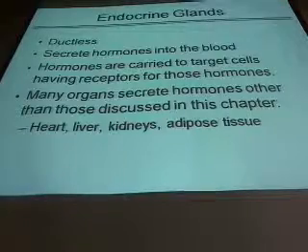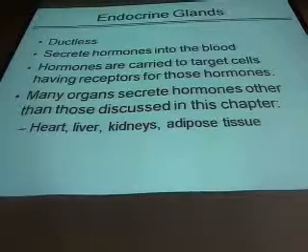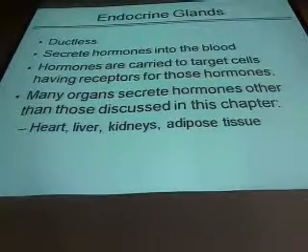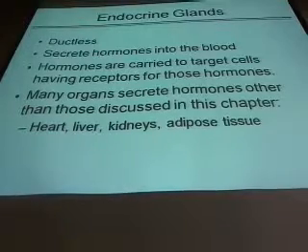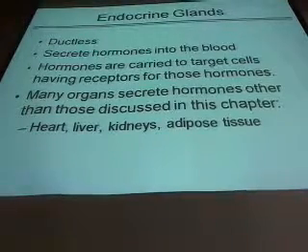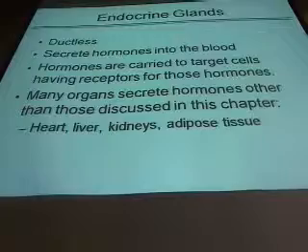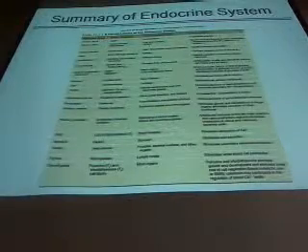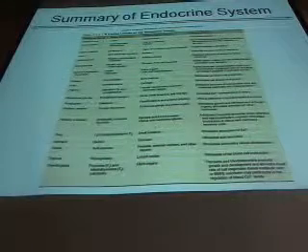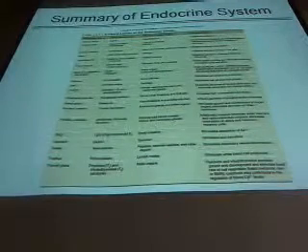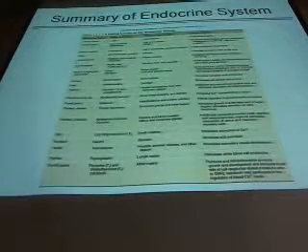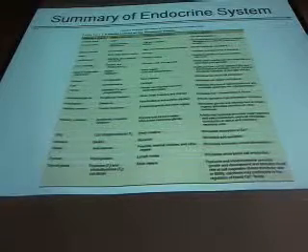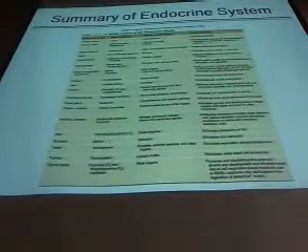Many organs secrete hormones other than those discussed in this chapter. Heart, liver, kidneys, adipose tissue. And we will get into some of those. Adipose: leptin from the adipose suppresses appetite.